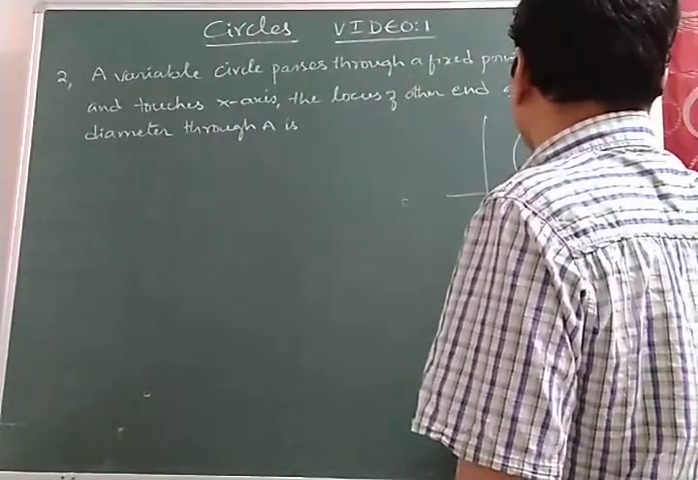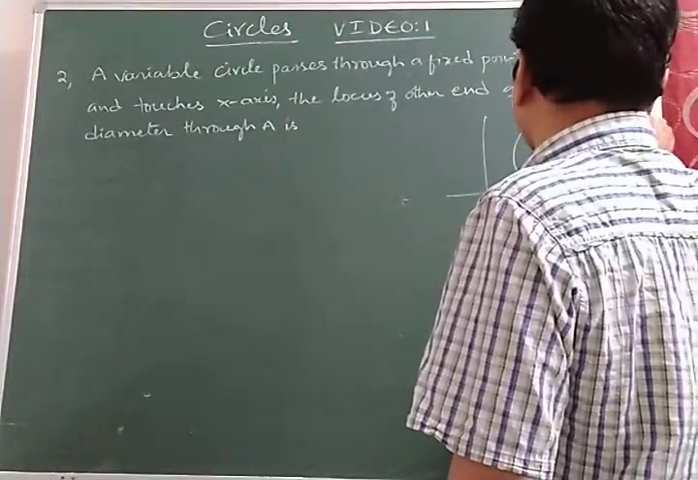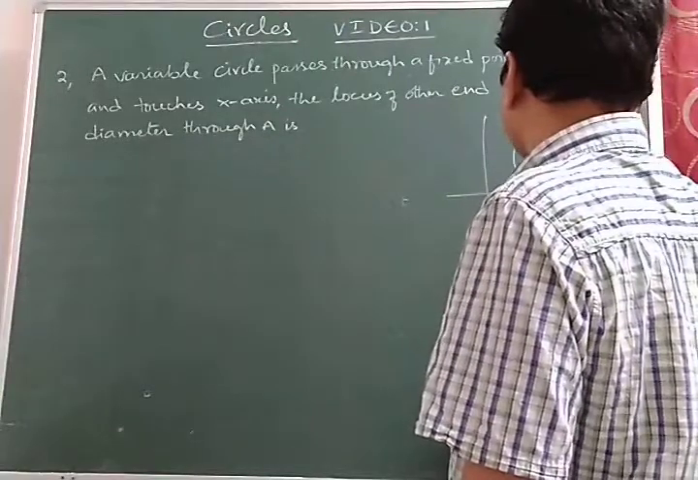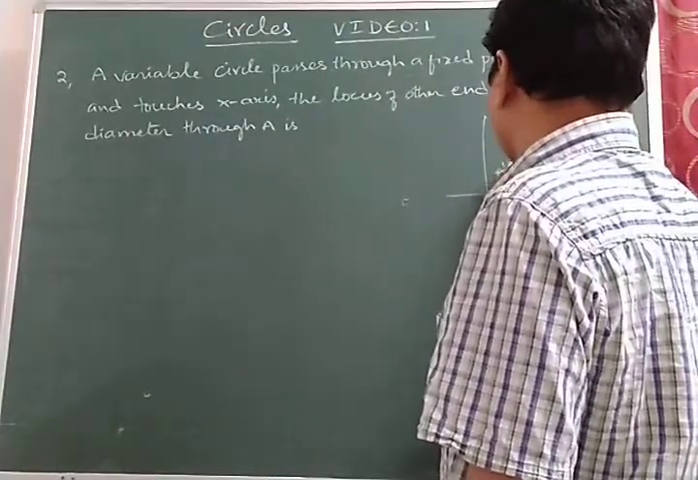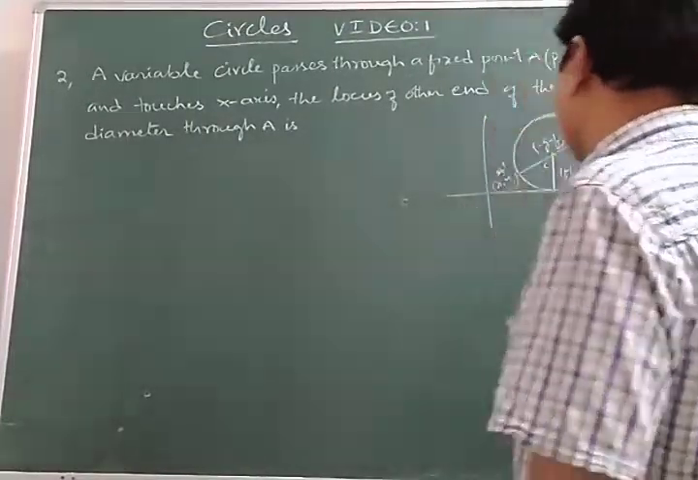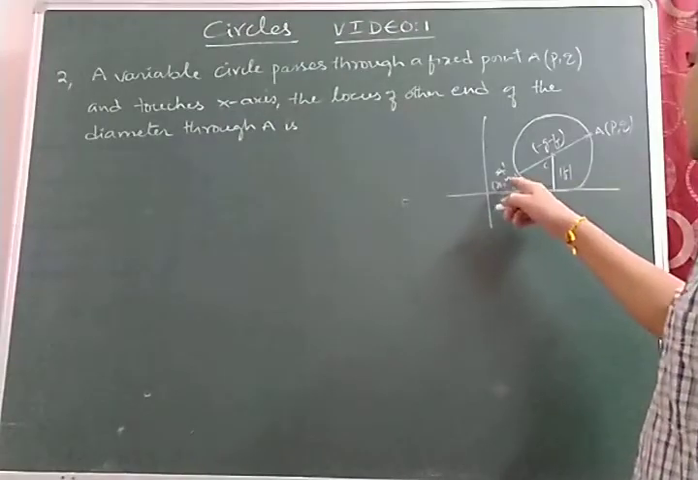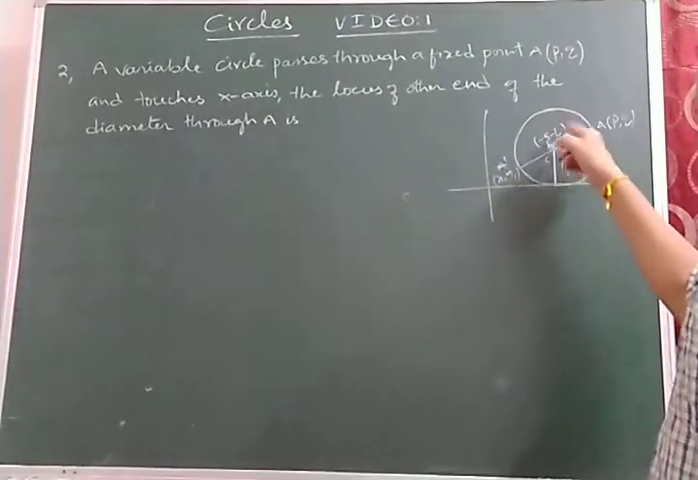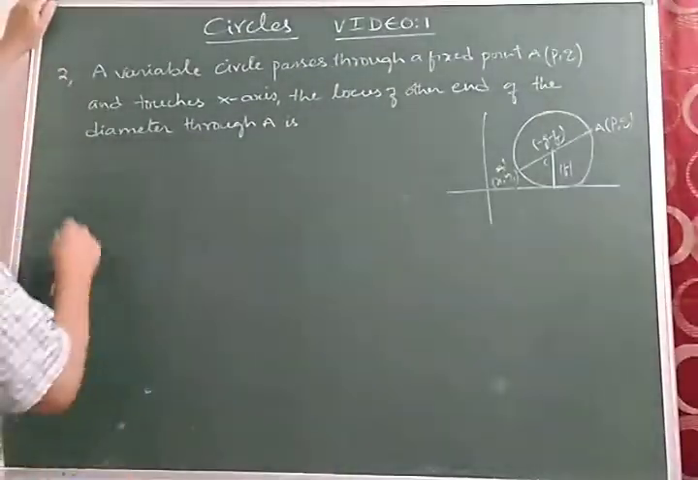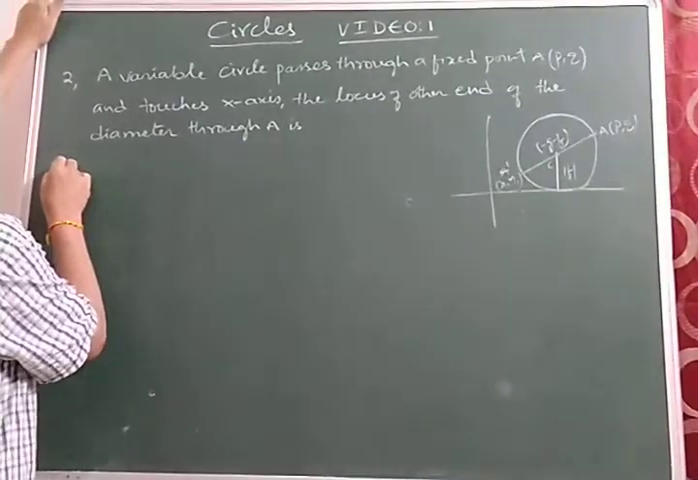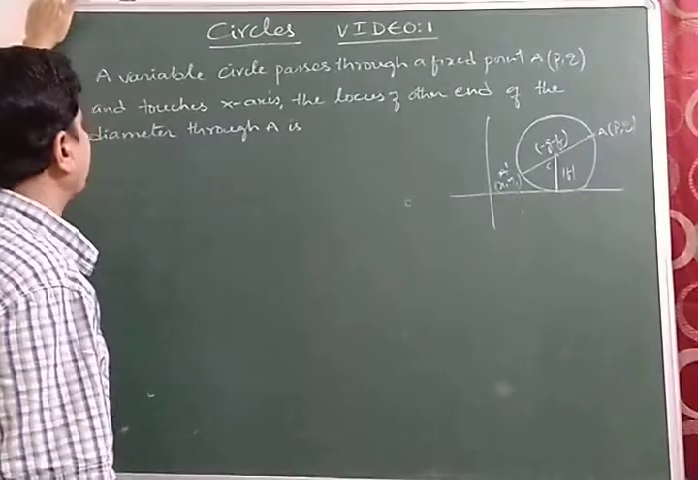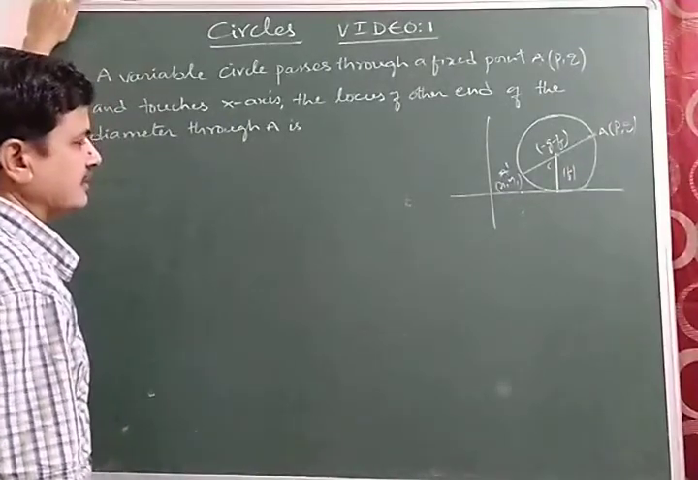And A is the point (p, q) that lies on this circle, and we take the diameter AA dash. Let the other end of the diameter be (x1, y1). Then we want to find the locus of (x1, y1). The variable circle passes through the point (p, q) and touches the x-axis.